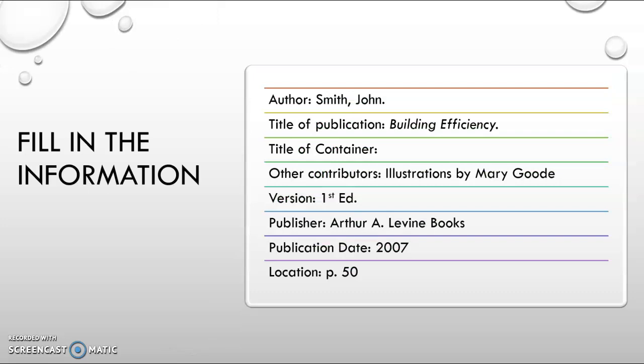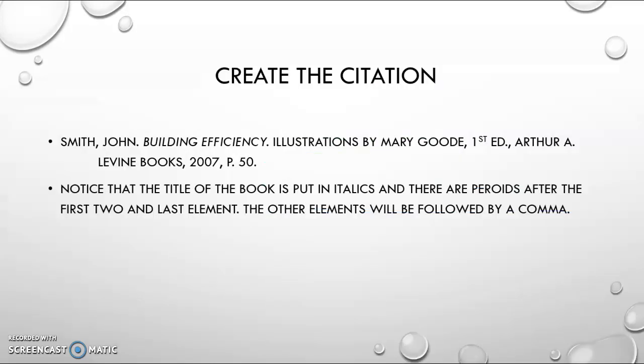So going back to our little example, I just filled in the information. Notice some of them are blank. There is no title of a container because the title of the publication, since it's a book, they're one and the same. But it did have an illustrator, so I included the illustrator there. So what we would do is put all of this together, and this is what the citation would look like. And notice it's reverse indented.